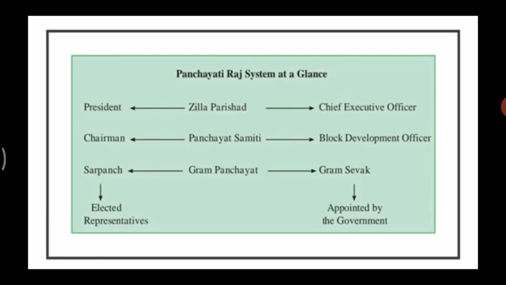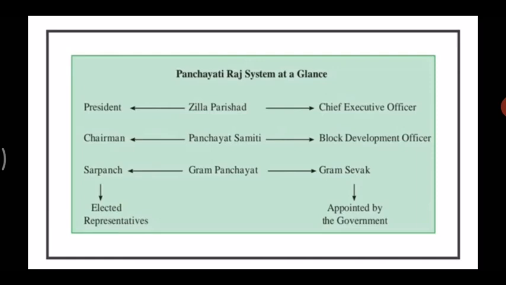The Panchayati Raj system is a three-tier system with the Gram Panchayat at the base. First we learnt about the Gram Panchayat. Then we have the Panchayat Samiti and then the Zila Parishad. Look towards the left: we have the elected representatives, and to the right we have the officers appointed by the government. In the Gram Panchayat, we have the Sarpanch as the head, and the Gram Sevak is the officer appointed by the government.